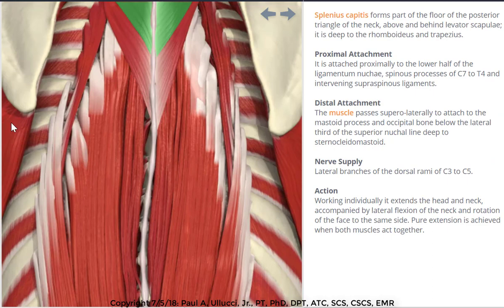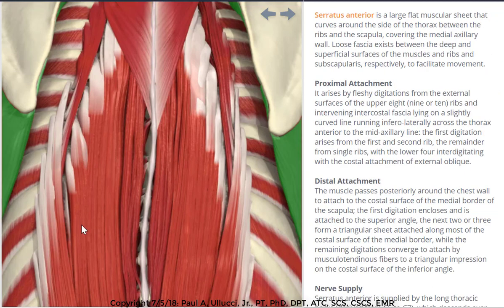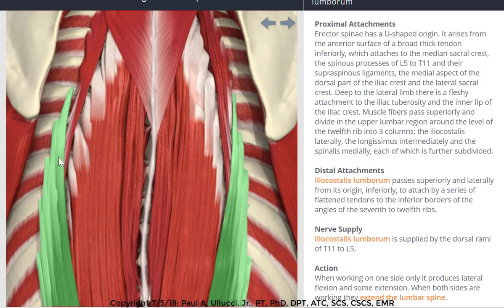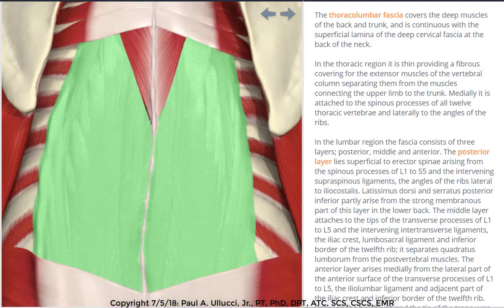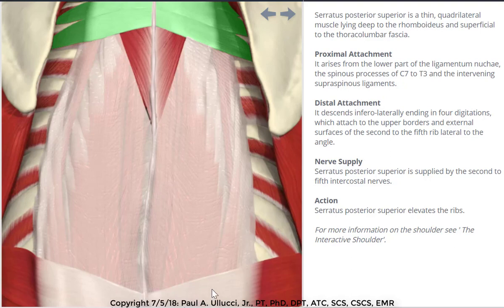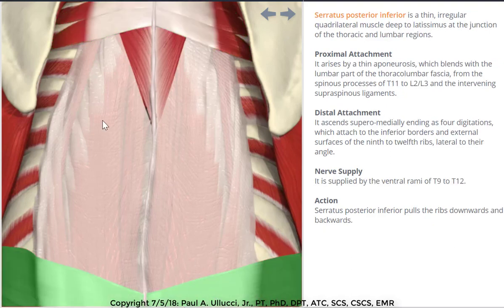These are the scapula. That would make this serratus anterior. This is the iliocostalis lumborum coming up from the low back or the lumbar spine, i.e. iliocostalis lumborum, and attaching to these ribs. The thoracolumbar fascia, which we talk about extensively in all semesters. Here is serratus posterior superior, serratus posterior inferior.